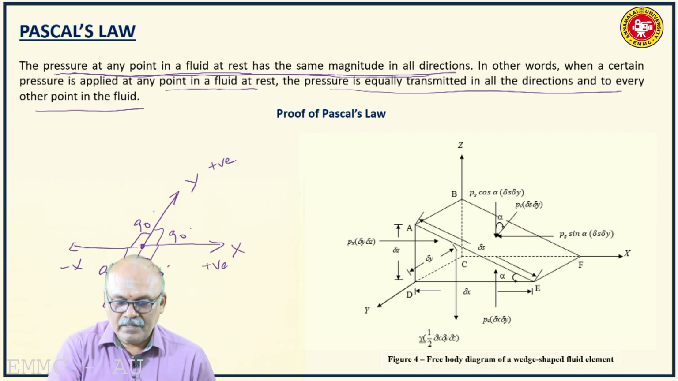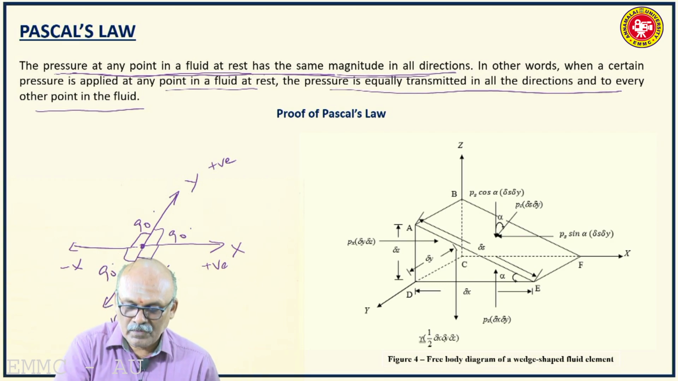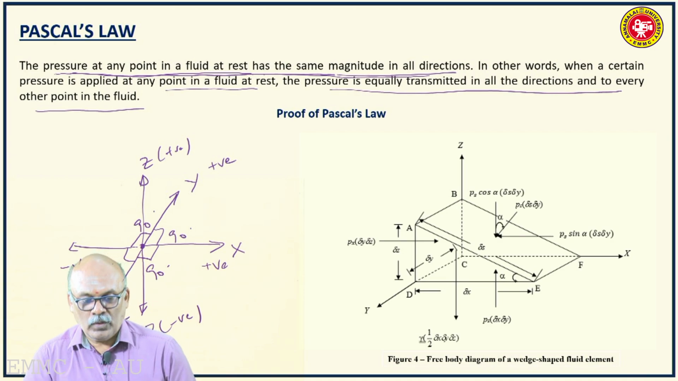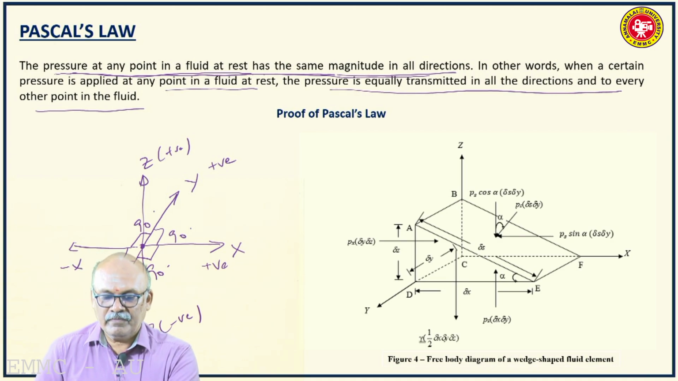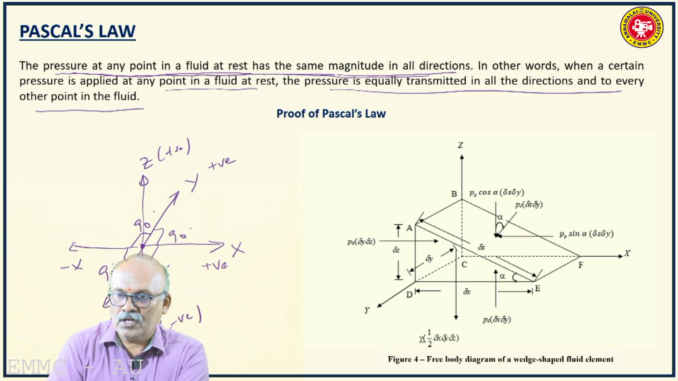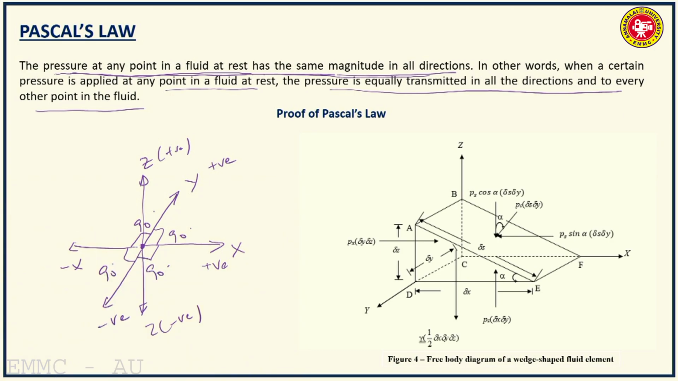And the third direction, the z direction, is vertically upward, that is the positive z direction. The negative z direction is vertically downward. Again z is mutually perpendicular to x as well as y. So the same convention we are using: xoy is the horizontal plane, and z is the vertical direction.